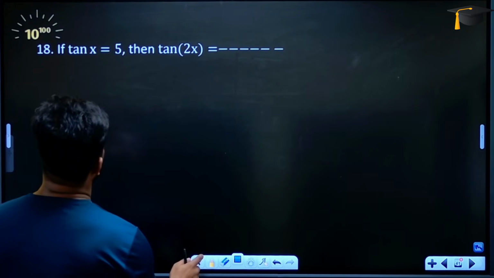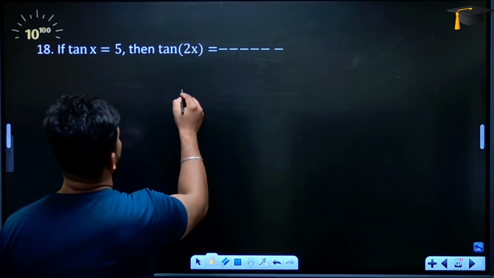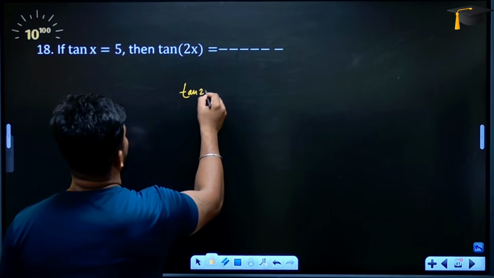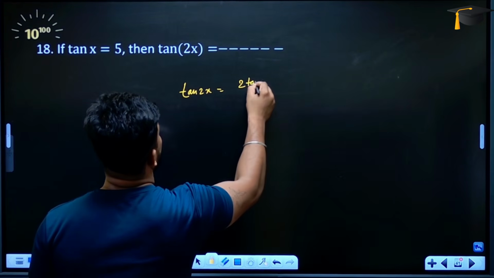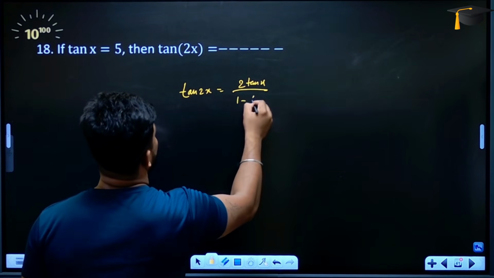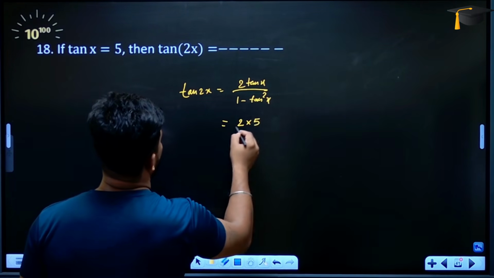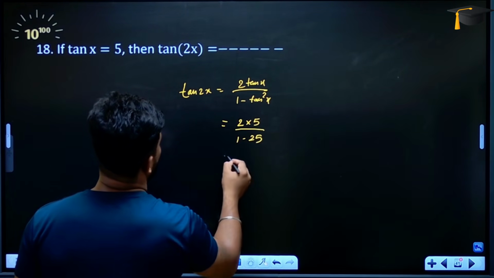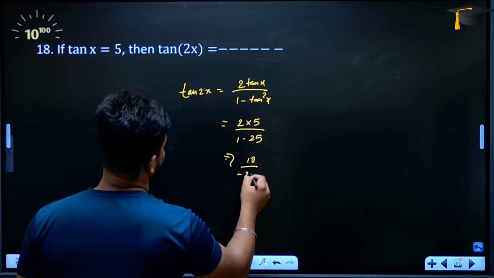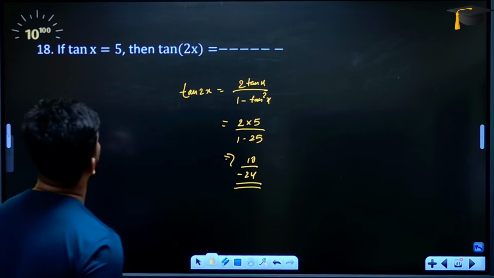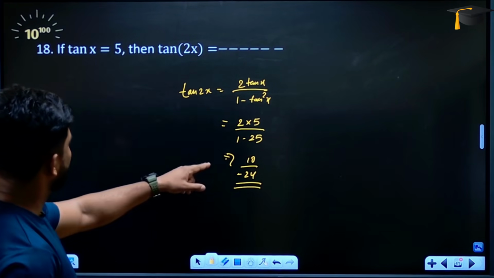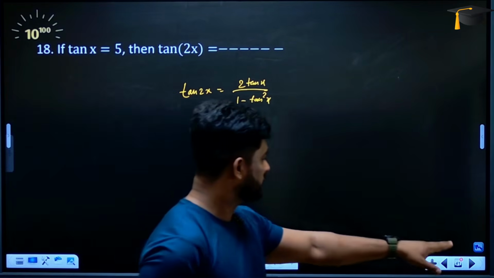Okay, so tan x is equal to 5, then what is tan 2x? So you know the tan 2x formula. So tan 2x is equal to 2 tan x divided by 1 minus tan square x. So it is 2 into tan x value is 5 divided by 1 minus 25, correct? So it is 10 divided by -24. 10 by -24 answer. I hope I have done correctly. Yeah, 10 by -24 is right answer.